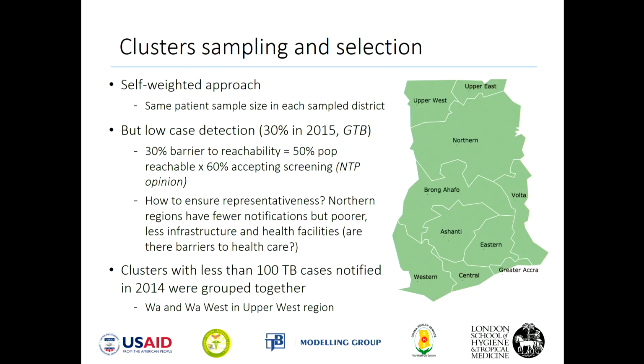So we manually adjusted the initial selection of clusters to ensure that there was a good representation of the north of the country. And also, for logistical and financial reasons, clusters that had fewer than 100 TB cases notified in 2014 were grouped together. This is again an example in the northwest of the country.